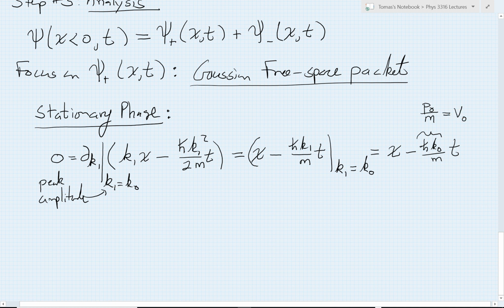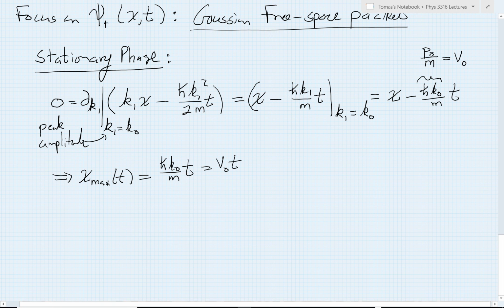So this all looks very simple. Then this implies the location of the maximum, x max, as a function of time t will just equal, well, setting this to 0, x is just this factor times t, ħ k0 over m times t, or as we've just said, otherwise known as the initial velocity times time t. Perfect. So that's just normal free space packet behavior that we expect.